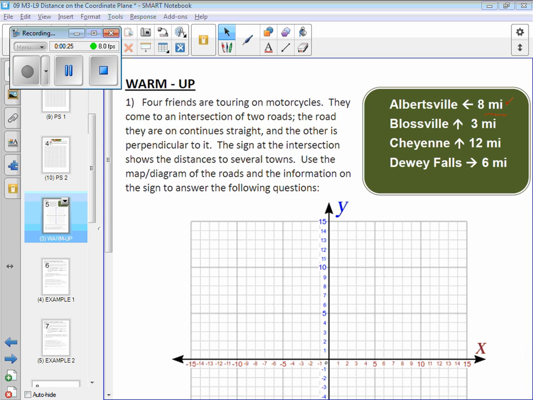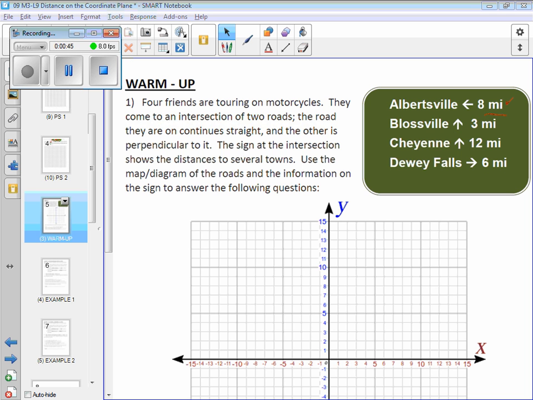Everybody look back at Sophia in the corner. She's got it, okay? Two lines that intersect at 90-degree angles. A sign at the intersection shows the distances to several towns. Use the map and diagram of the roads. Here's the map in the green, and the information on the sign to answer the following questions.